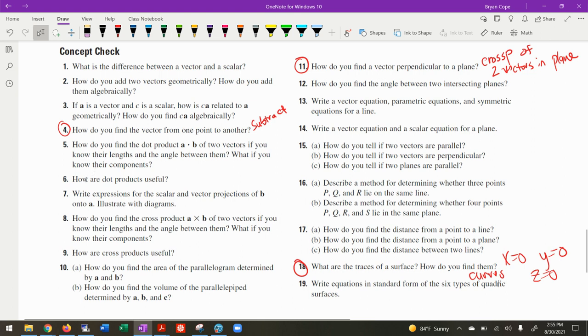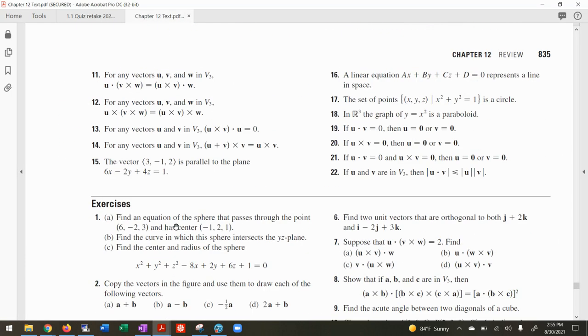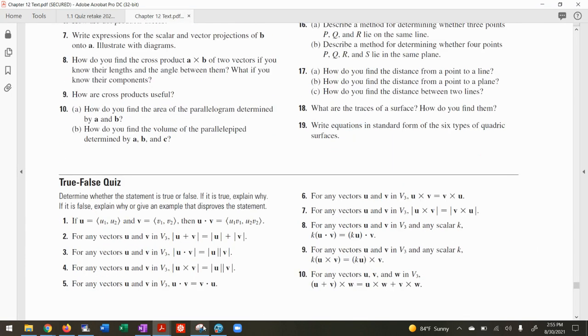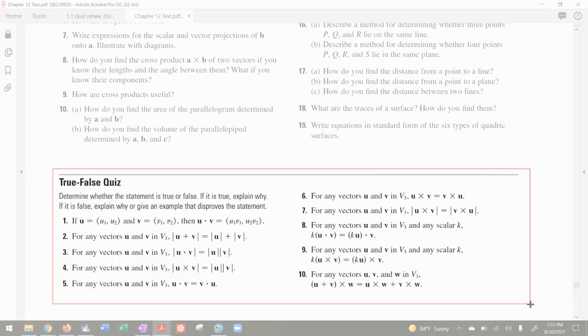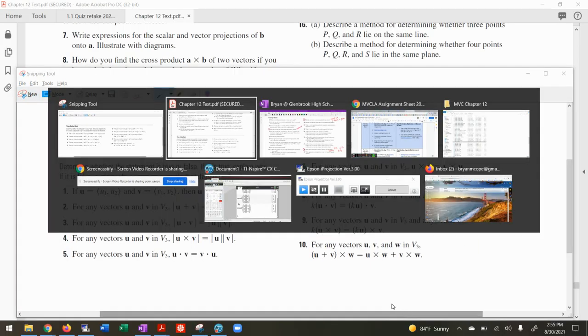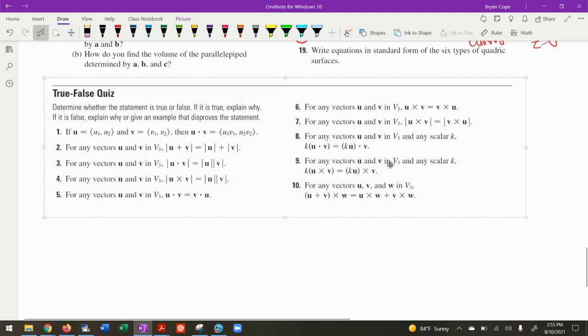Okay, that's 3 questions from the concept check. Let's go ahead to the next part. I'm going to have us go to the true-false quiz. Now, I'm going to try and ask you to explain, but if you can't, that's fine. Okay, here we go. Let's do 3 problems from this set.